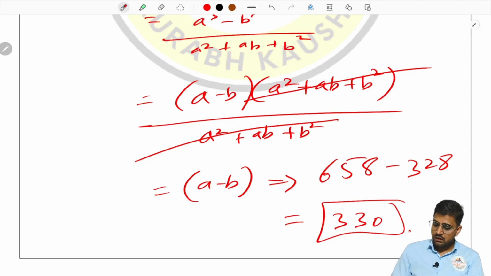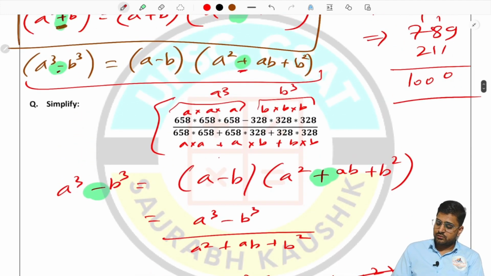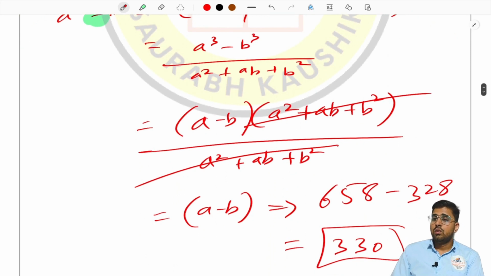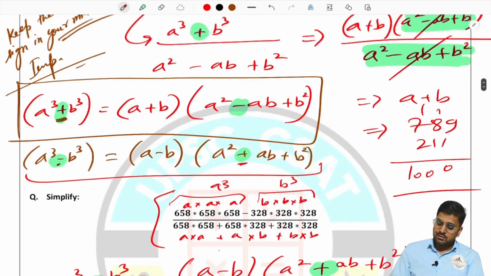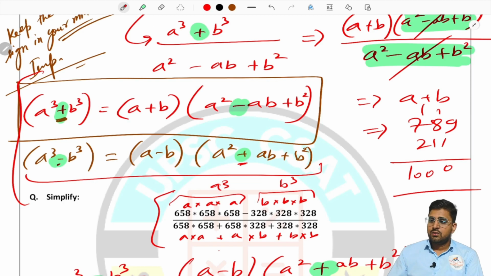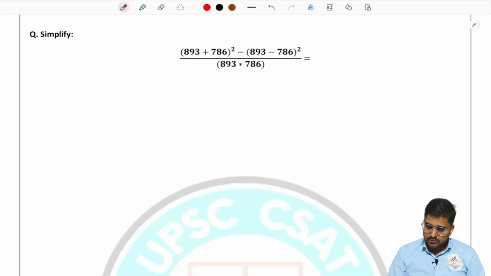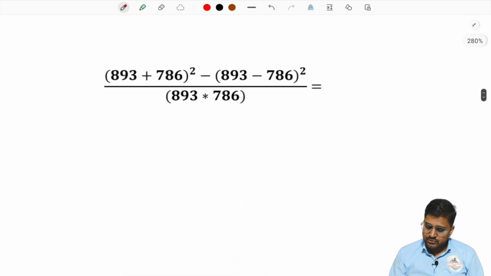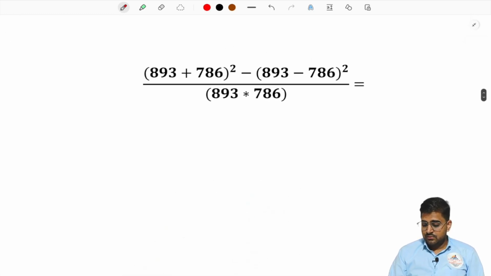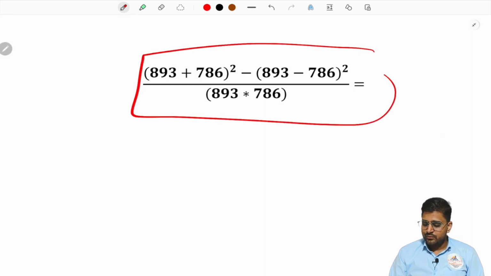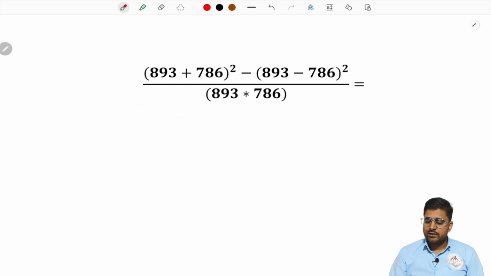So I gave you a shortcut also, and I explained the whole answer also. Try to understand these important expressions, identities. Let us move to the next question. This is also a very good identity based question. So are you going to solve it by adding and subtracting them? No, it's an identity based question. Try to understand the core crux of the question.